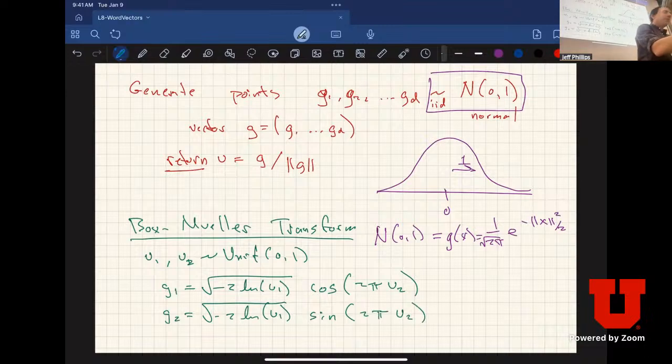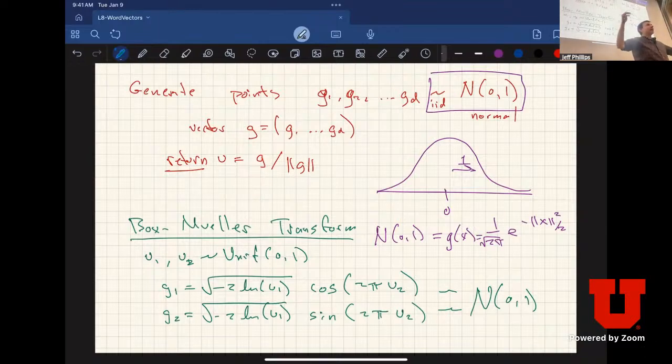Now these two are going to be independent random variables from a normal distribution. So I can turn two uniform into two things from normal. That tells me I need to do this d over 2 times, and I get these d normal values.